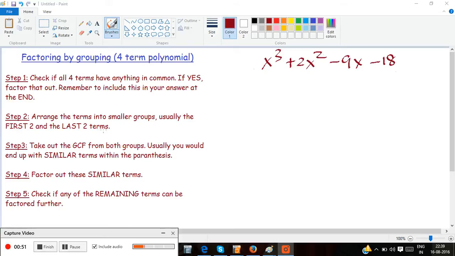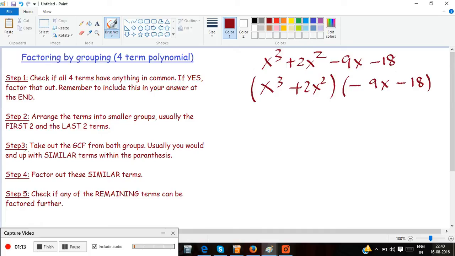So moving on to step 2, arrange the terms into smaller groups, usually the first 2 and the last 2 terms. So the first group would be x cubed plus 2x squared. And the second group is minus 9x minus 18.